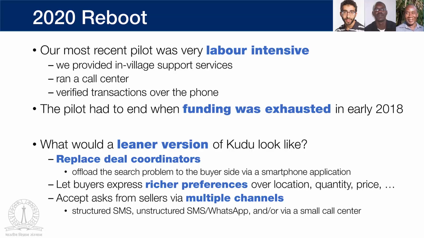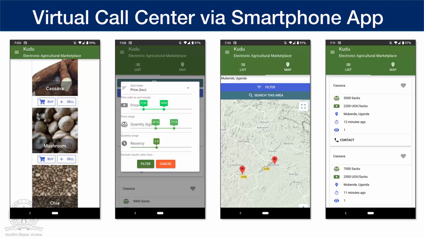And we could accept asks from sellers via unstructured SMS or WhatsApp, and maybe a small call center. Maybe we could pay one person to take stuff that wasn't working and put it into the system. So my grad student ended up building such an application on the Google Play platform that does all of this. So you can go in and select something you want to buy or sell. You can filter on price and quantity and recency. You can zoom in and out on an area and find pins that correspond to individual people who've made asks in the system and then ultimately phone them.